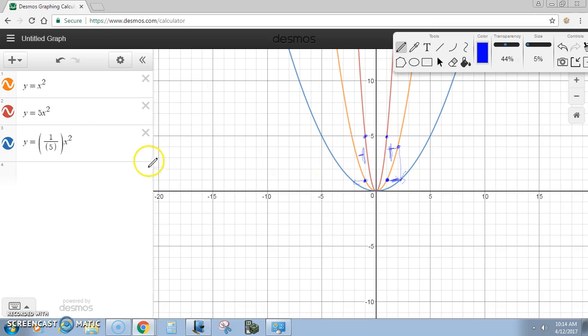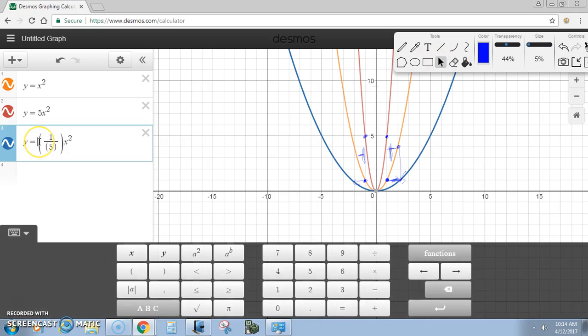Now look, we can also turn this upside down. If I go back over, let's play around with this blue one. If I go back over here and I put a negative in front, boom. Now I've turned it upside down. What if on the end I added a plus 3? Now it's negative, but it's also moved up 3.